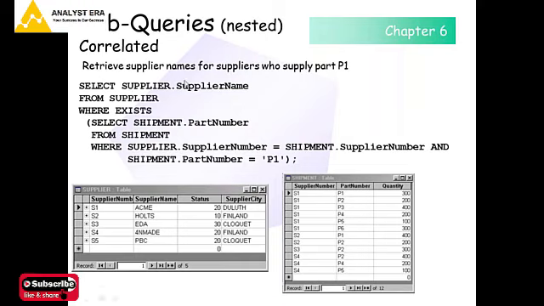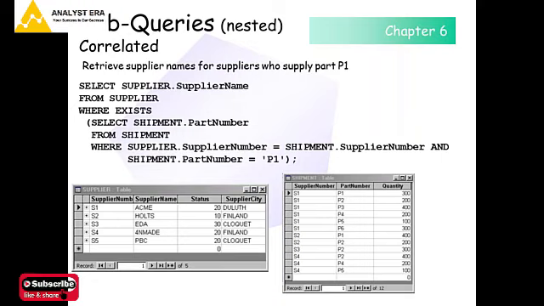What do I want to display? I want to display the supplier name, which is in the supplier table. EXISTS is an operator. It's a Boolean type of operator. It does not fetch any record. It just checks whether the record exists or not. So it is true or false type.